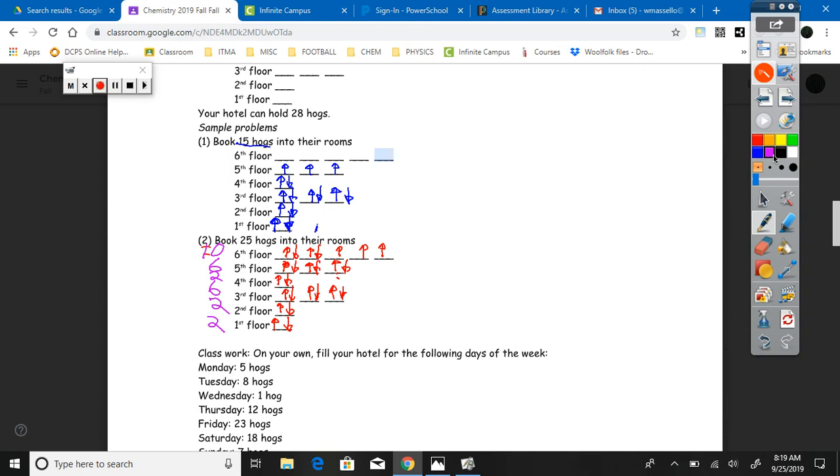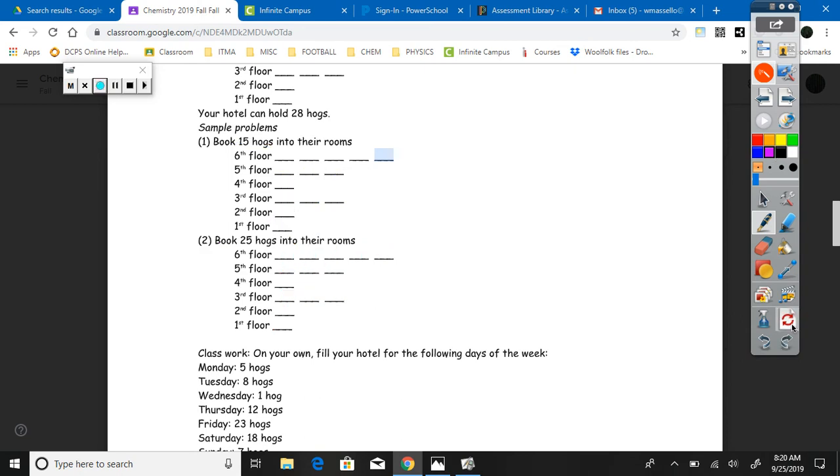Now, are you all understanding the hog rules and how to put them there? Questions? No questions? Okay, you good on why the pigs get their own rooms? You good on why they plop down? How many pigs can go in a space? 2. Okay, guys.